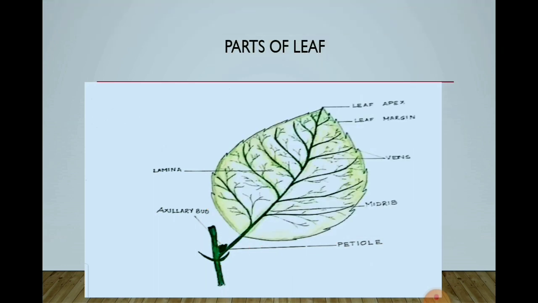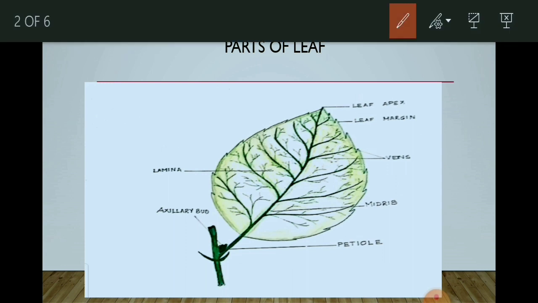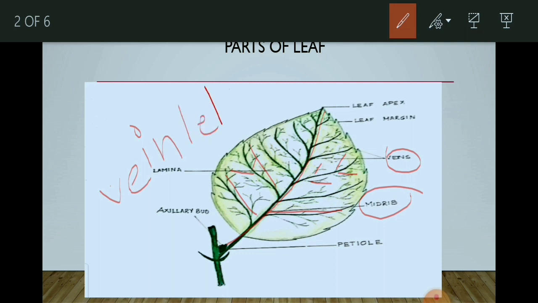So let me show it once again, that this portion is midrib, that is the middle portion, and the lateral branches which are arising are known as veins. The middle portion is midrib and this one is veins. And can you see the small branches arising from the veins also? So that is known as what? That is known as veinlets. Okay, so that is known as veinlets.